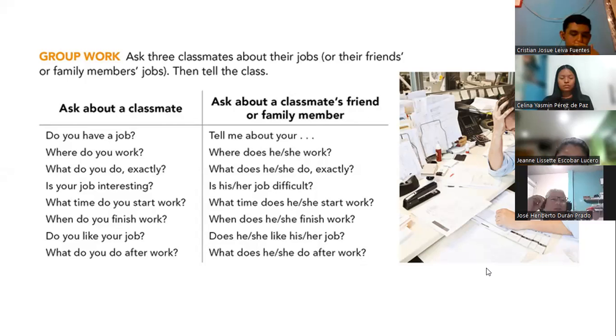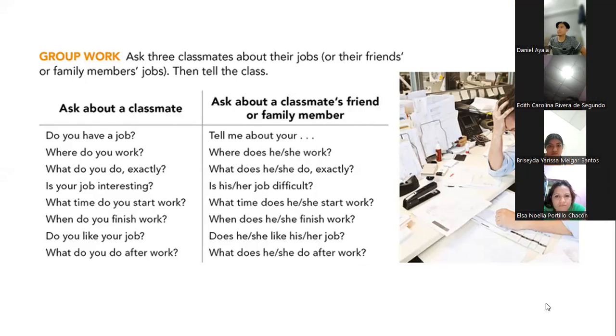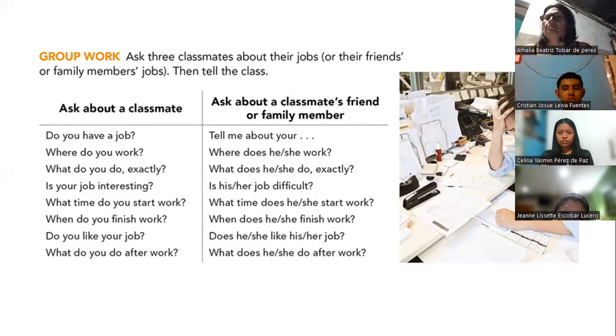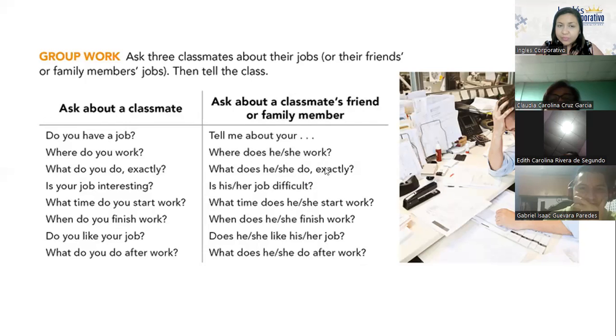No sé si alguien quiere repetir lo que dije. A ver cómo lo comprendieron. Que practiquemos las respuestas de las preguntas, porque las vamos a practicar mañana con un compañero. Yes, excelente. Y luego que te preguntemos al compañero acerca de un miembro de su familia o amigos. Yes, thank you, Edith. Thank you so much.